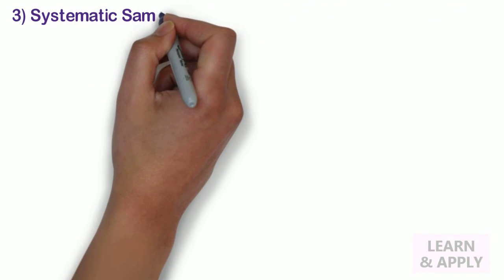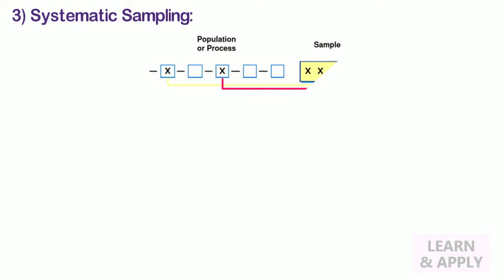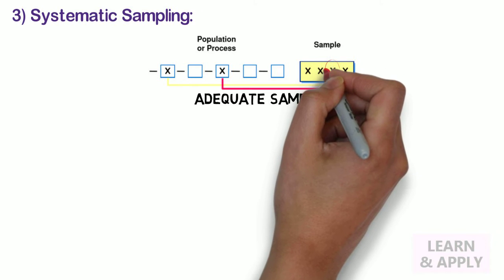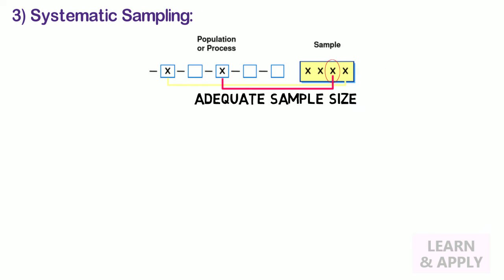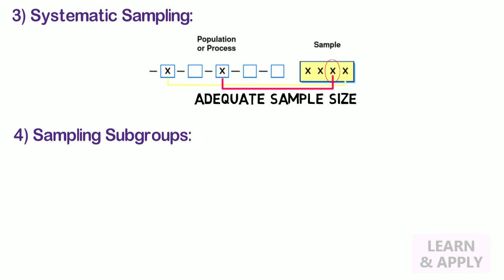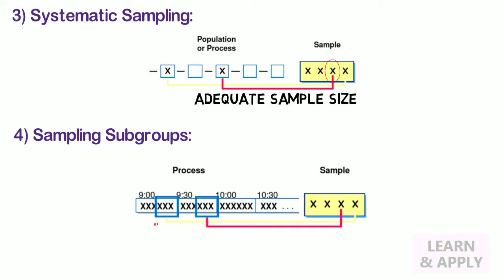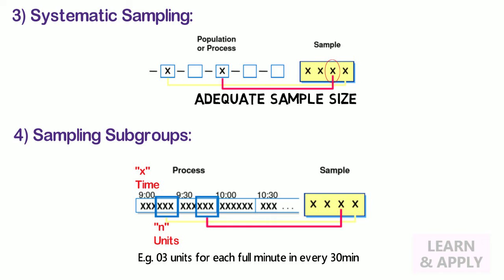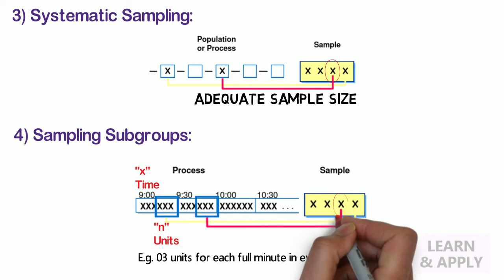3. Systematic sampling. In this method of sampling, individuals are selected at regular intervals from a list of whole population. The intervals are chosen to ensure an adequate sample size. For example, every 10th member of the population is included in the sampling. And 4. Sampling subgroups. In this sampling method, the data is collected for n units for each x unit of time. Let's say 3 units for each full minute in every 30 minutes. And then calculate the mean of each subgroup.